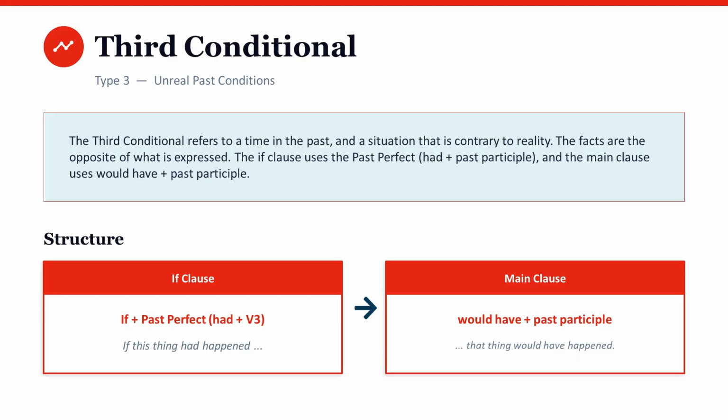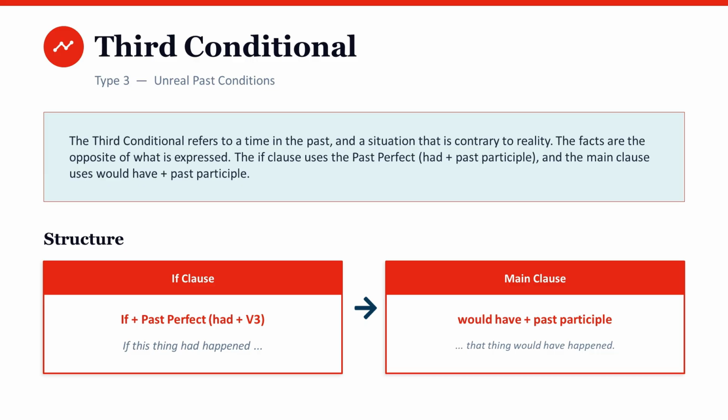Finally, we arrive at the third conditional, which is type 3. The third conditional is used when we are talking about the past, and the situation is contrary to reality. This means that the facts are the opposite of what is expressed in the sentence. We are imagining a different past, something that did not actually happen.